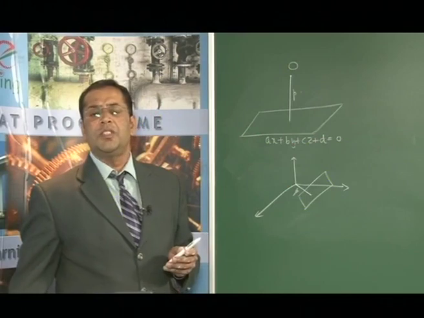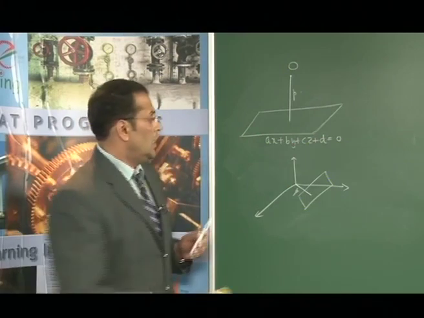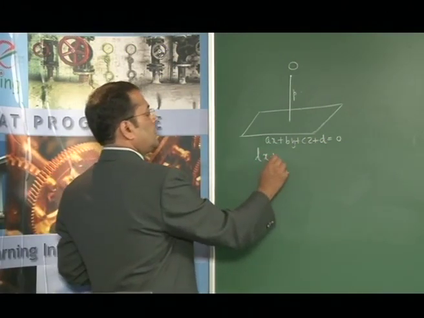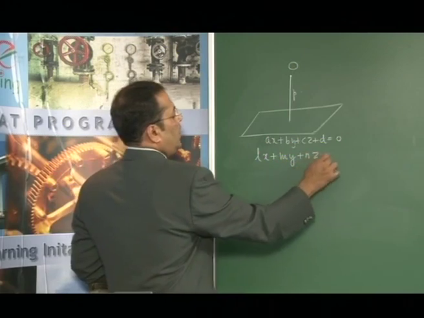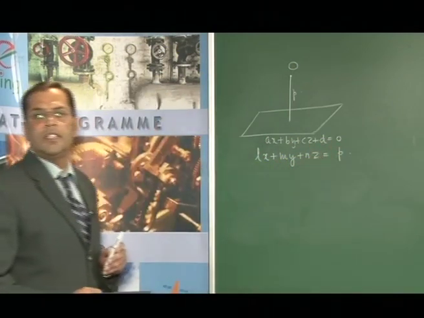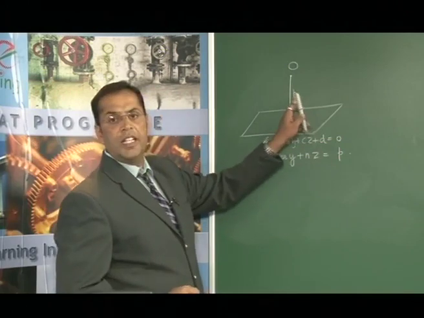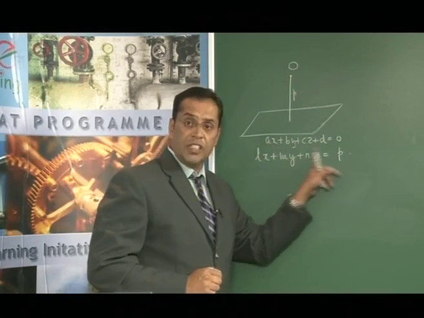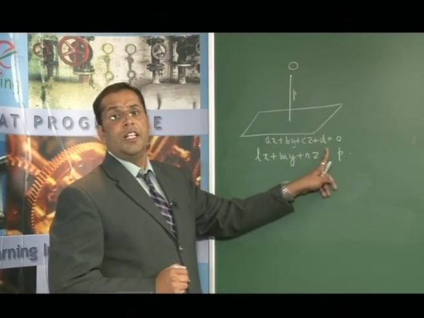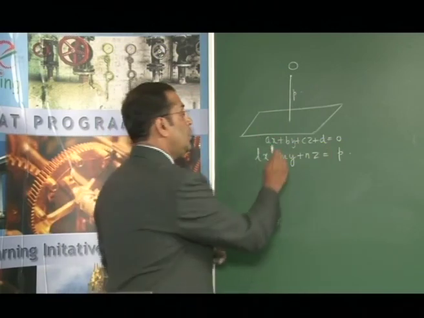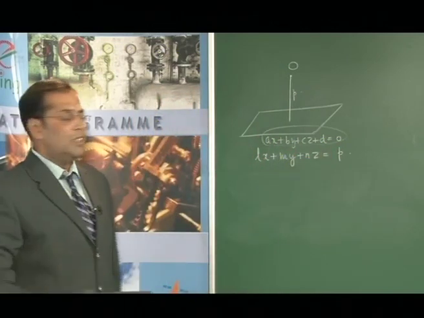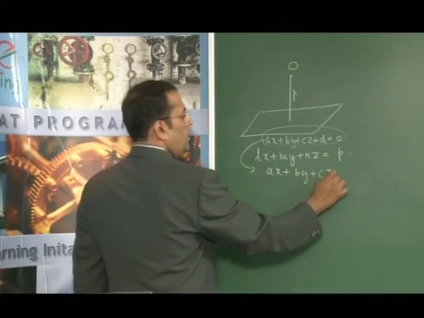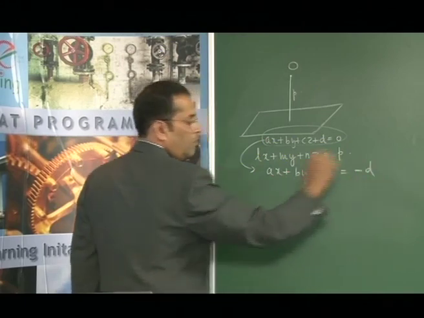We just have to relate this to the normal form of the plane. We recall that the normal form of the plane is Lx plus My plus Nz equal to p, where small p, as you see here, is the perpendicular distance measured from the origin. The question is this. If I give you an equation in this form, is it possible to obtain the perpendicular distance from the origin to such a plane? It is simple, because the same equation can be written as Ax plus By plus Cz equal to minus D.